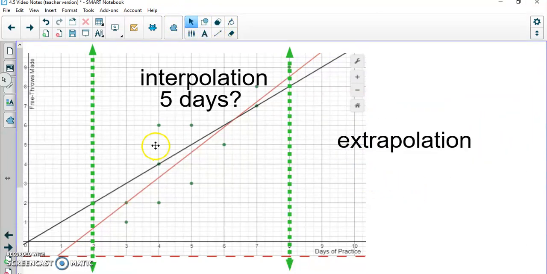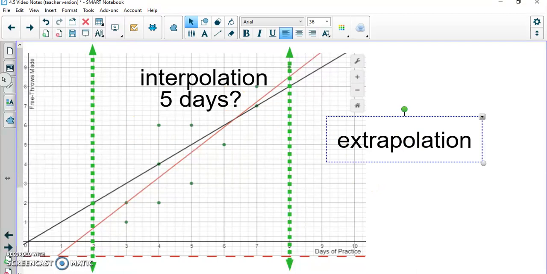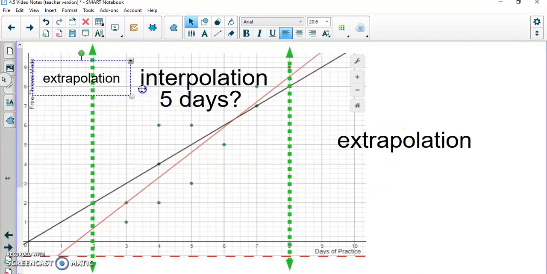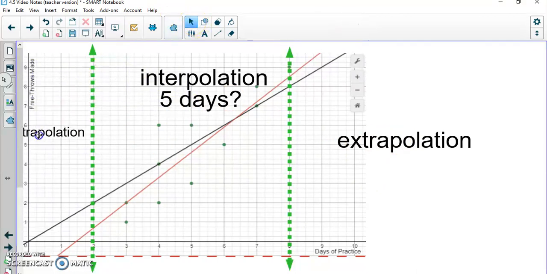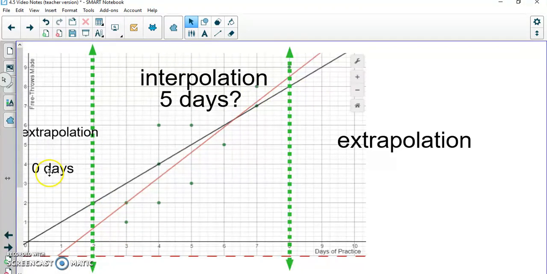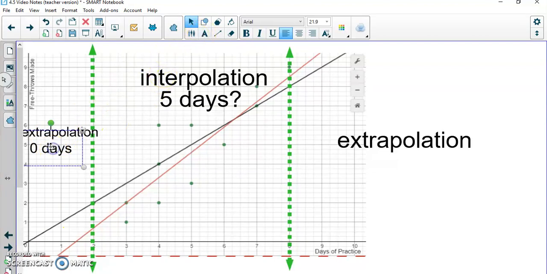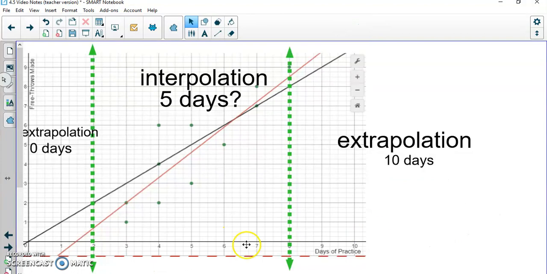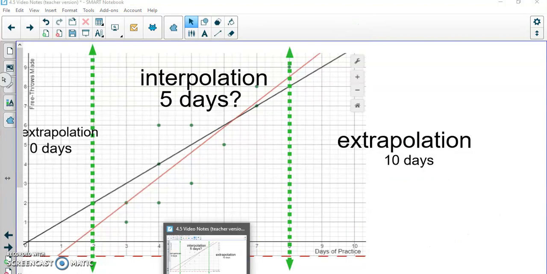I could also make a prediction on the other side of my data, because again, I don't have any data that's less than 2 days. So maybe I want to know how many free throws I would make if I have no practice. Since that x value is outside of the data that I have, that'd be extrapolation. Like I said before, I don't have any data about 10 days, and it's outside, or in other words, bigger than the data that I do have, so I consider that extrapolation.